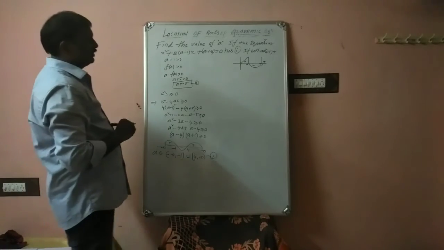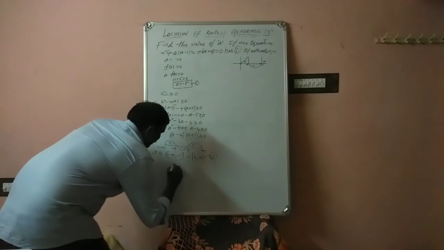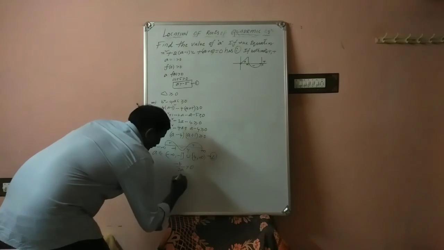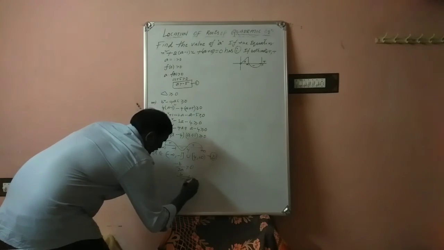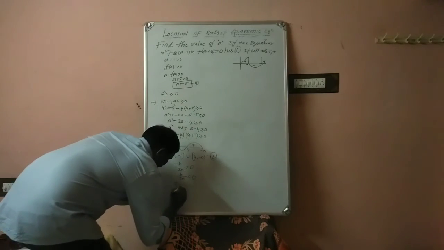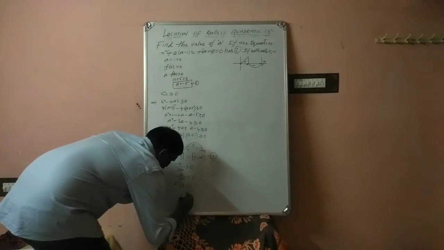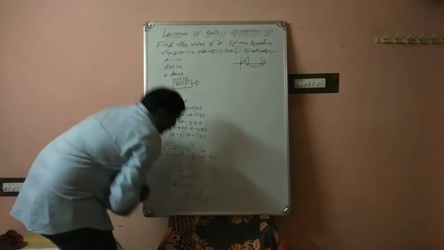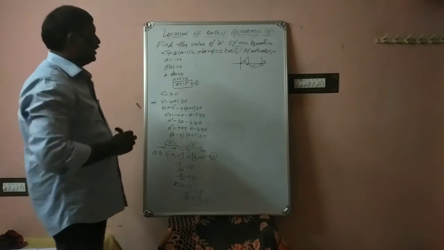Coming to one more condition. What about minus b by 2a? Minus b by 2a is greater than 0. So that means what? B by 2a is less than 0. What is b? 2 into (a minus 1), divided by 2, cancel, less than 0. So a is less than 1. This is the third condition.